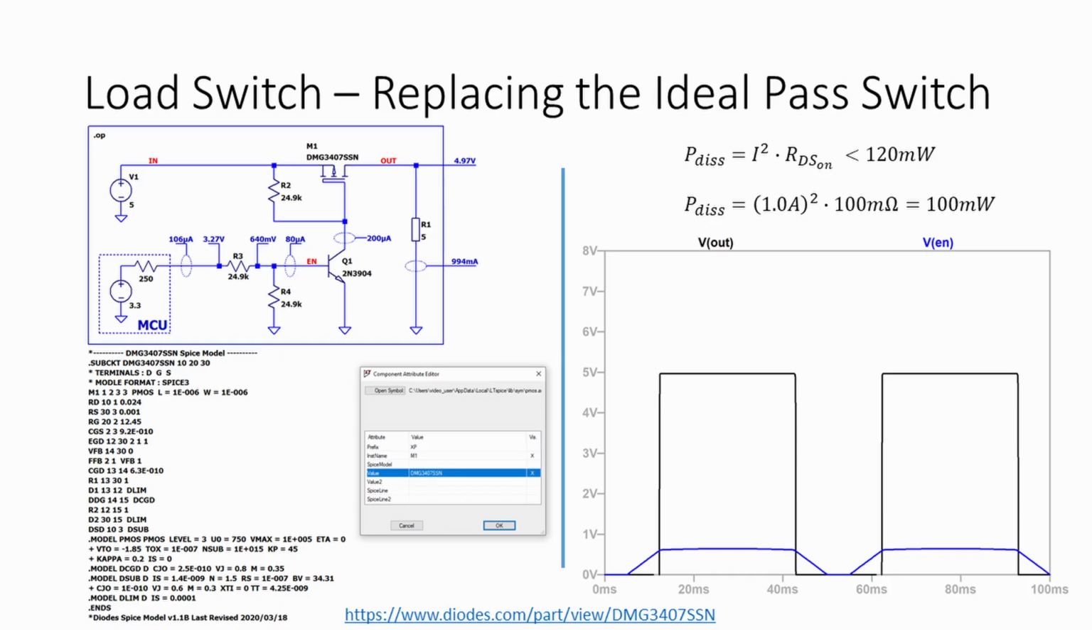The power dissipated in the part can be calculated with I²R, and you get 100 milliwatts, which is below the 120 milliwatts derated limit. The basic load switch design is complete, and you should be able to tailor the design based on your own requirements.